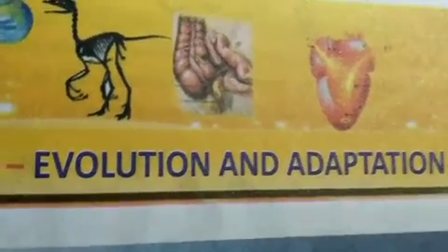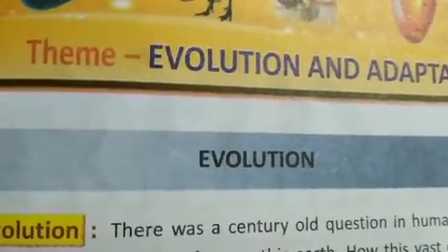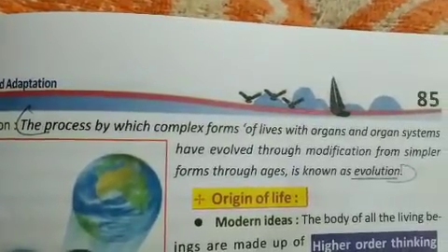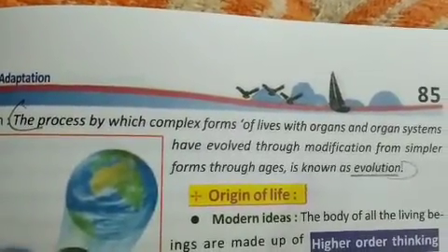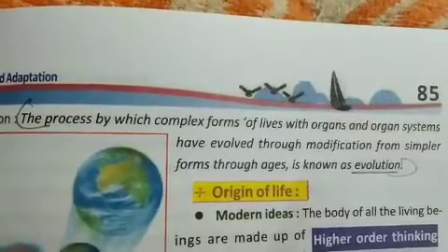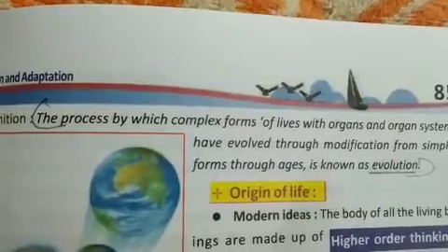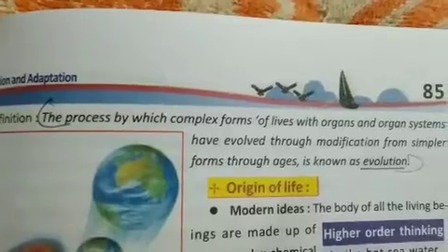Hello students, today we will learn about evolution and adaptation, chapter 4. So first we have to know what is evolution. Let's see the definition. The process by which complex forms of life with organs and organ systems have evolved through modification from simpler forms through ages is known as evolution. So evolution means modification from simpler form to the complex form.